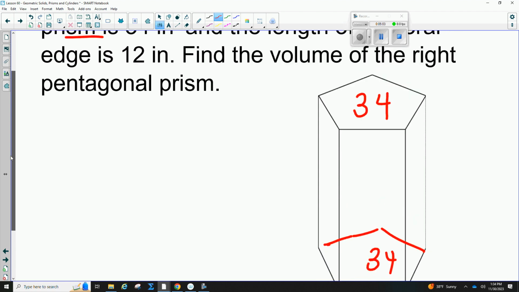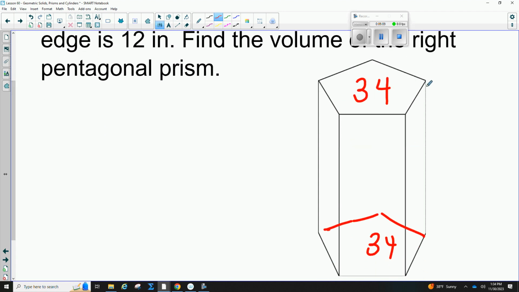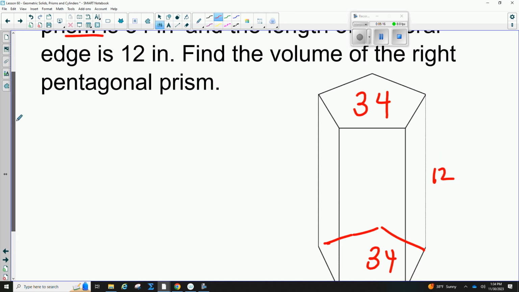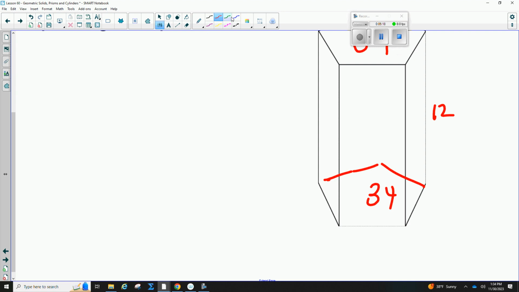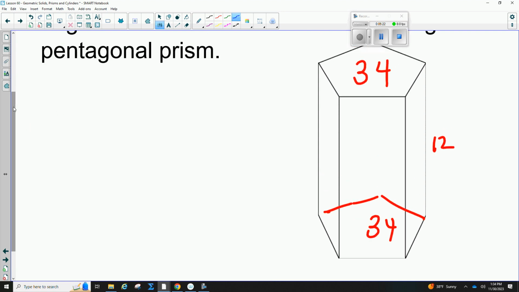And then it says the length of a lateral edge is 12. So a lateral edge is like one of these guys. These are the lateral edges. That is 12, okay? Find the volume of the right pentagonal prism. So as long as you know what they're talking about, this is a very easy problem, right? So you're like, all right, what is the volume? Well, it's area of the base times the height.